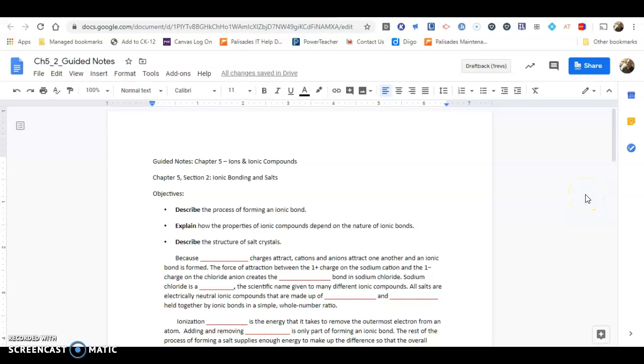Here we go, Chapter 5, Section 2. This is ionic bonding and salts. Here's the document that you want to have open, the guided notes document. You want to have that open so you can fill in the blanks as we go along. I'm going to project the PowerPoint, or the slideshow, and then you guys can fill in the blanks, okay?